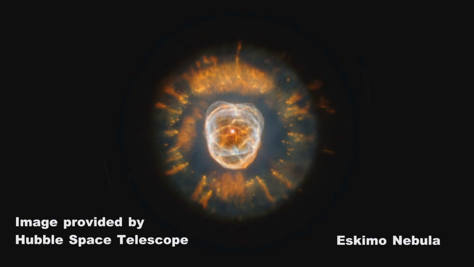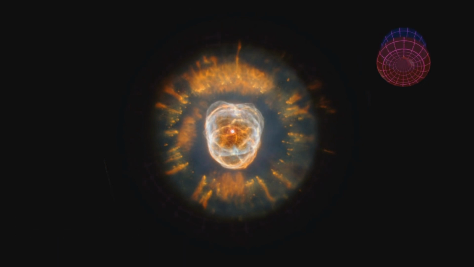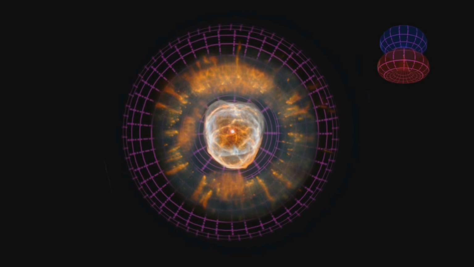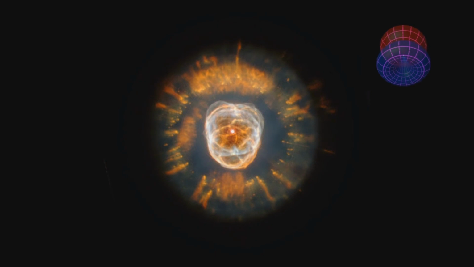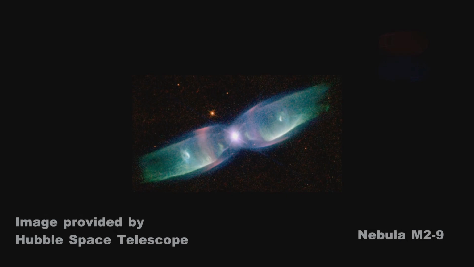The Eskuma Nebula is also easy to understand once you realize that it too is formed by bowl-shaped magnetic fields. Notice the bubbles inside of the nebula referred to as M29.